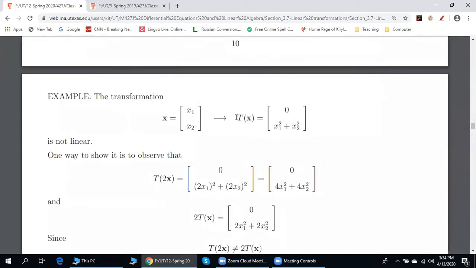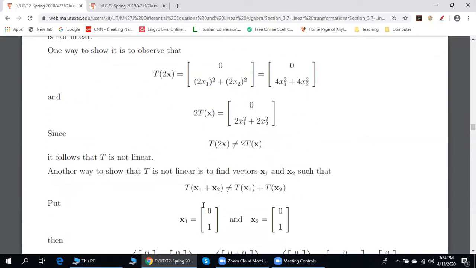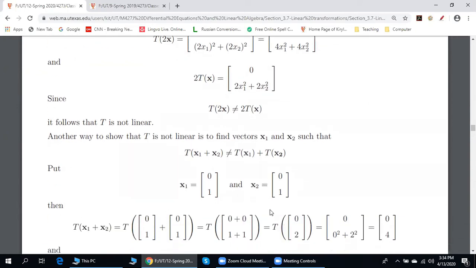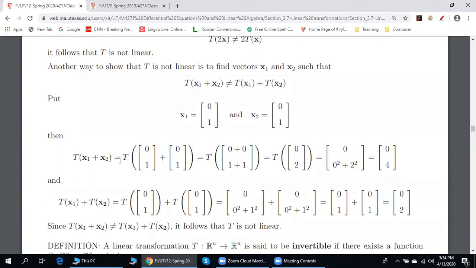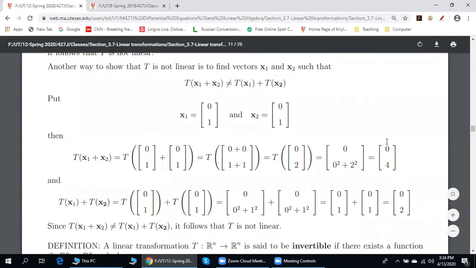Another way to show that this transformation is not linear is to come up with an example. Here is x1, here is x2. One can easily check that T of x1 plus x2 is not equal to T of x1 plus T of x2, because T of the sum is this, the sum of T's is this.